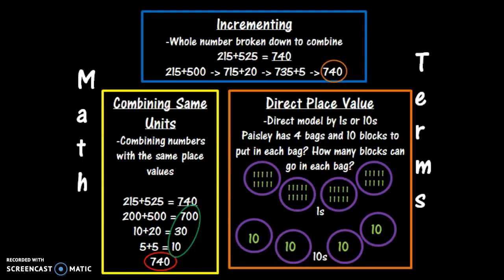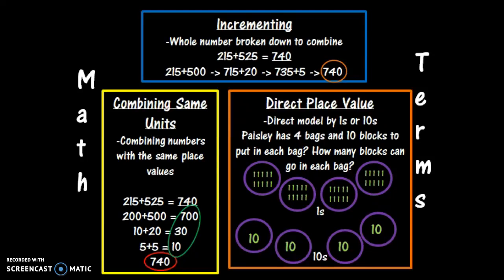And then we went over combining the same unit. So this is when you combine numbers with the same place value, such as the hundreds, tens, or ones. So it's the same problem as before, but the students would just combine the hundreds, like 200 plus 500, and then 10 plus 20, and 5 plus 5, and you would still get the same answer.